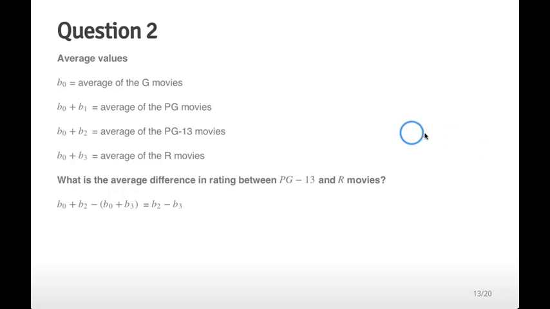A second question that you might want to ask is, what is the average difference in rating between PG-13 and R movies? So now we're comparing PG-13 and R. PG-13 is B0 plus B2 as its average score, and the average score in the R movies is B0 plus B3, so we have to subtract those two things and we get B2 minus B3. Well, it turns out from this standard linear model fit using the defaults, we actually don't get an estimate of this term or its confidence interval.